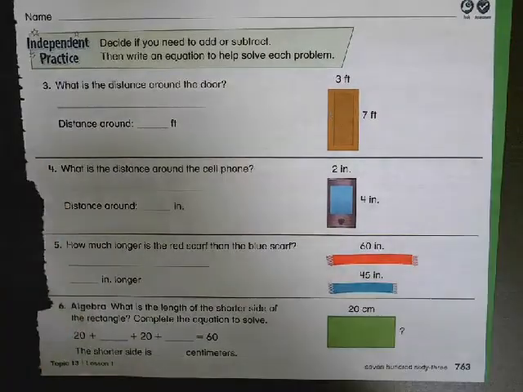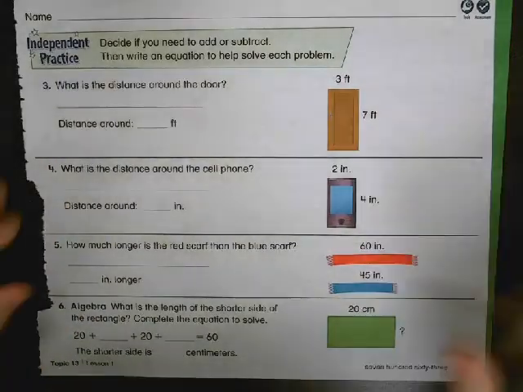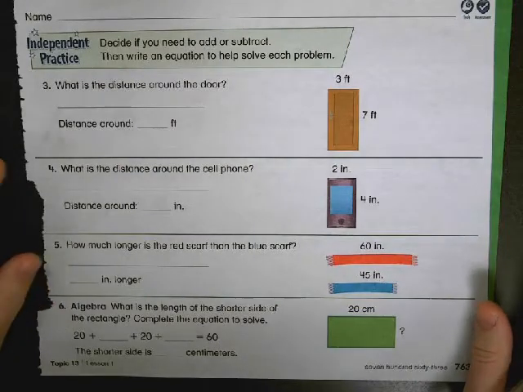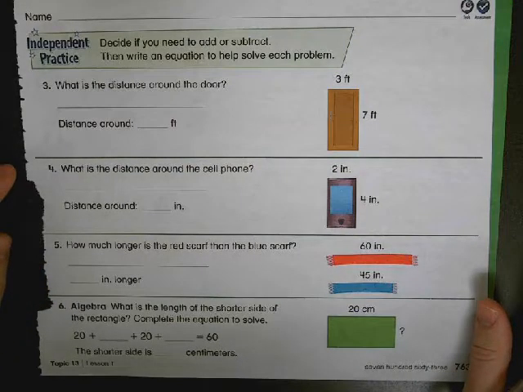You might have to find the distance around something, like putting in a fence in your backyard. If you wanted to put a fence in your backyard, you have to figure out the distance around the outside of your backyard. That helps you measure and then buy the right amount of fence, so you don't have too little or too much, and know how many posts to put in.